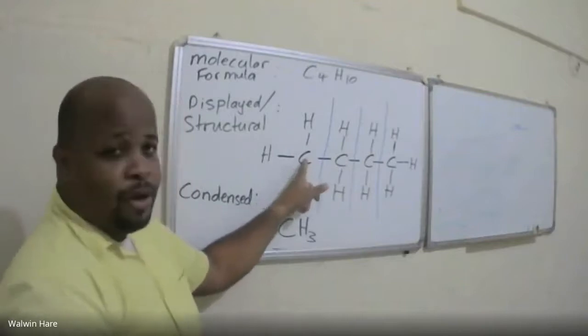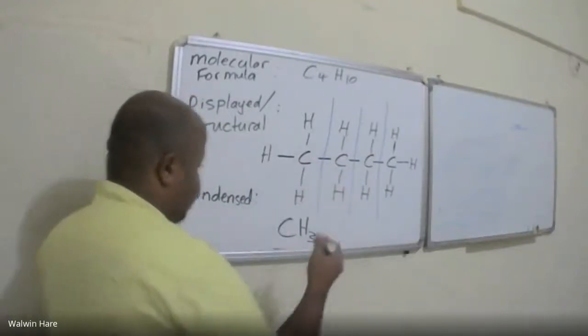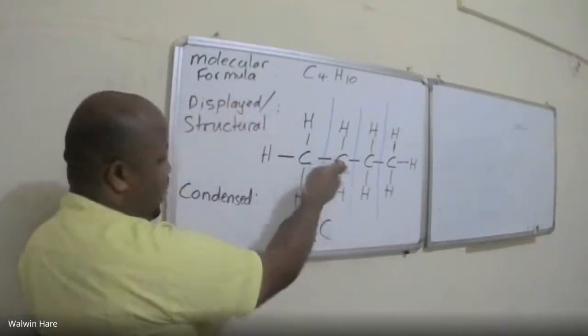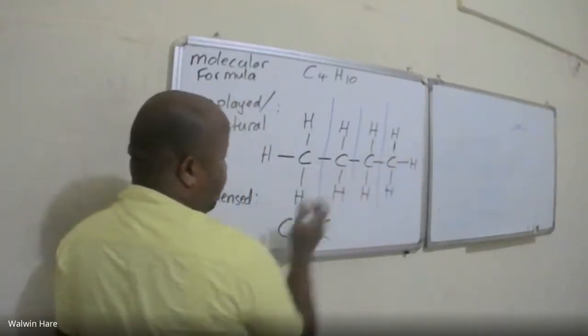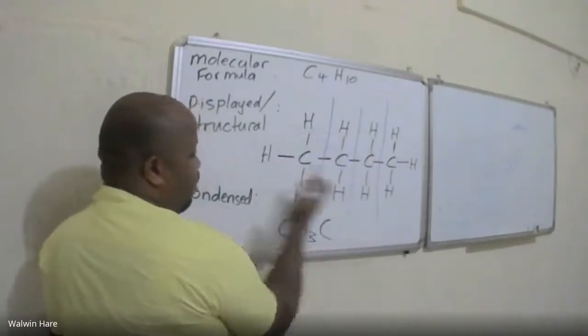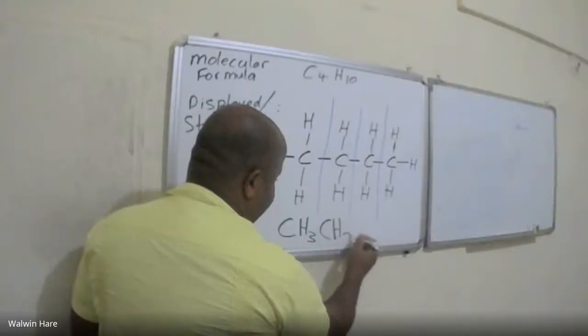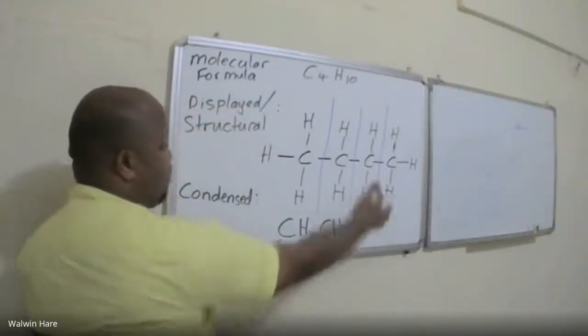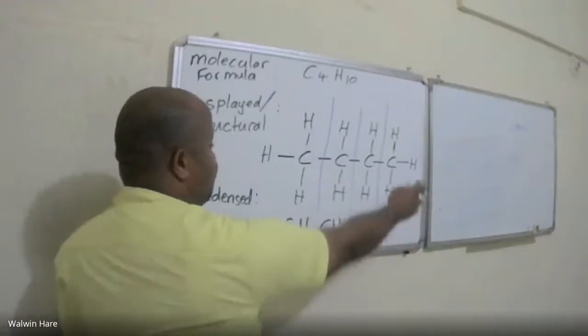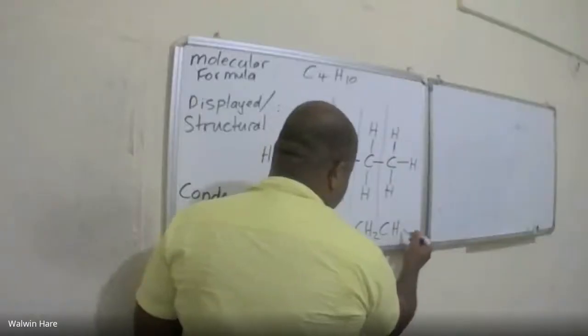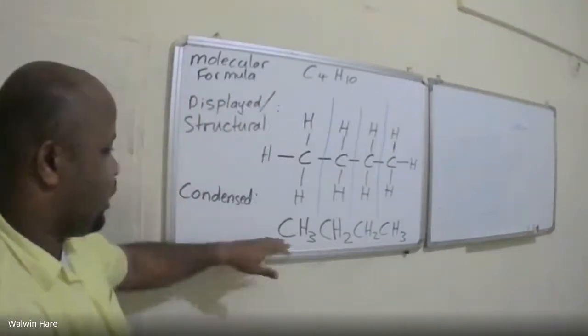Now you move from this carbon to the next one. Remember now, we have a line behind it and a line in front of it. So we are not looking at anything behind it or in front of it. So what is attached to this carbon? 2 hydrogens. So it is CH2. What is attached to this carbon? 2 hydrogens. And what is attached to this carbon? 3 hydrogens. Right. So this is the condensed formula.